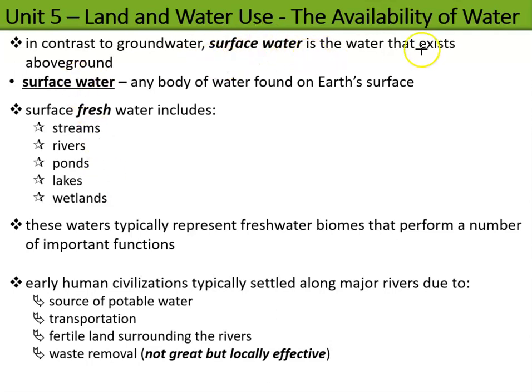And this is surface water. So the surface water is water that exists, as it says, on the surface, above ground. Any body of water found on Earth's surface. Now, it does include oceans.